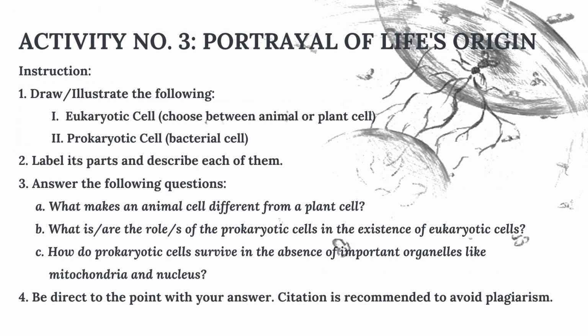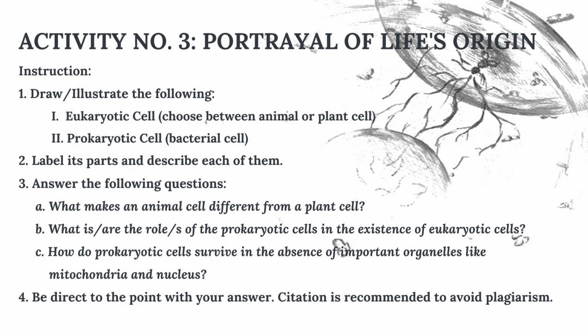For your first performance task, we have Activity Number 3, Portrayal of Life's Origin. Instruction 1. Draw or illustrate the following. Eukaryotic cell, choose between animal or plant cell. Prokaryotic cell, meaning you will be illustrating a bacterial cell. 2. Label its parts and describe each of them. Please be very brief and concise with your description.